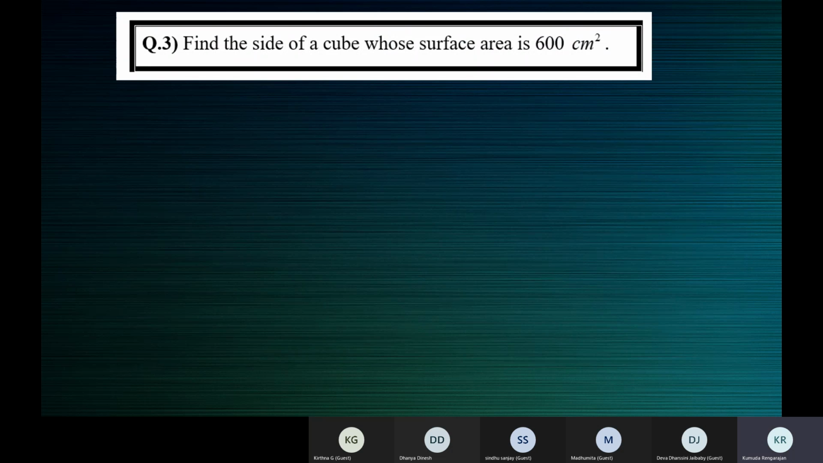Find the side of a cube whose surface area is 600 centimeters square. What is the formula to find the surface area of a cube? Surface area is always total surface area. If nothing is mentioned, it is total surface area. Ma'am, actually, we discussed this question in the previous class, ma'am. Okay, fine. Tell me the total surface area. 6A square, ma'am. Okay, very good. Fine. This is over, is it? You're sure? Yes, ma'am.